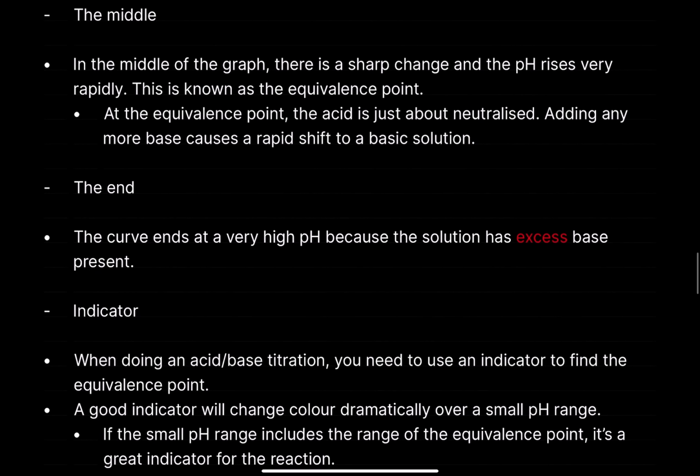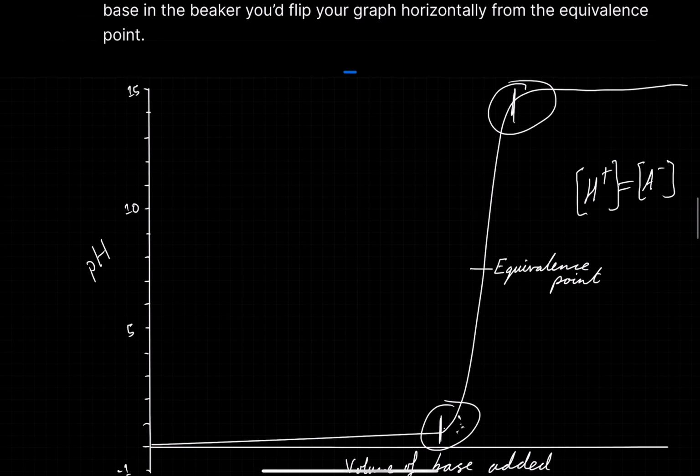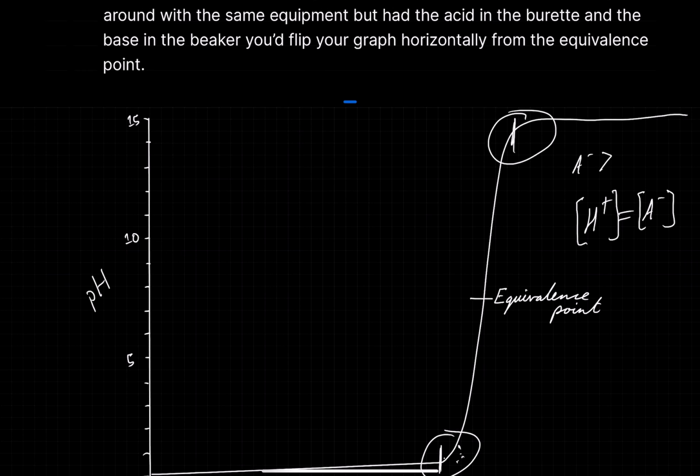Now the curve ends at a very high pH because the solution has an excess of base present. So for this example, we've now reached a point where there's more A minus than H plus. To be honest, the equivalence point is almost like A minus is more than or equal to H plus, because it's such an instant change, you wouldn't really be looking at it.